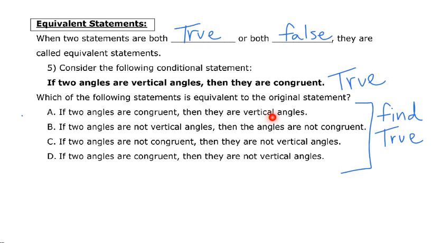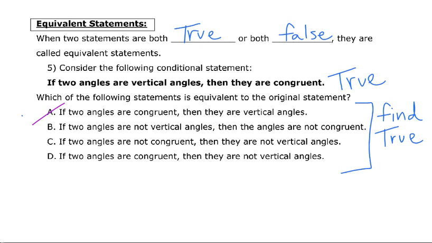So going on to letter B, if two angles are not vertical angles, so try to think of a picture, two angles that are not vertical angles, then the angles are not going to be congruent. And that might not always be true because they could still be congruent, they're just not vertical angles. So you could have two angles that are just next to each other that are both 90 degrees. And they're not vertical angles, but they are congruent. So that's not always going to be the case either for letter B.